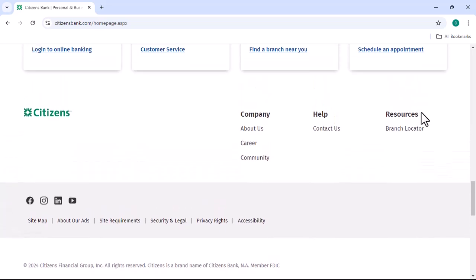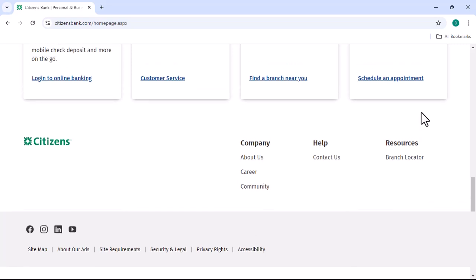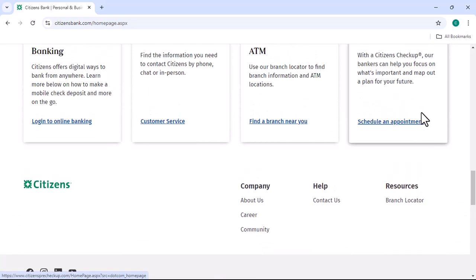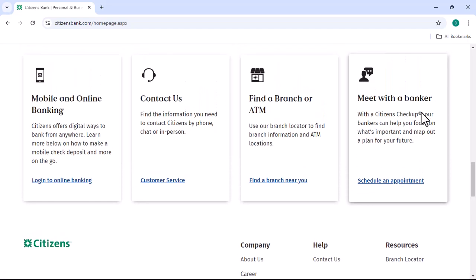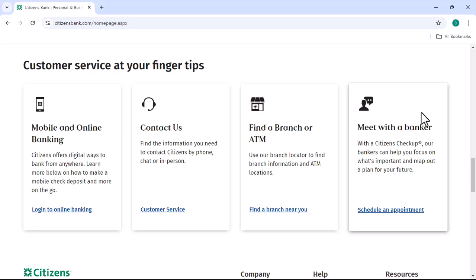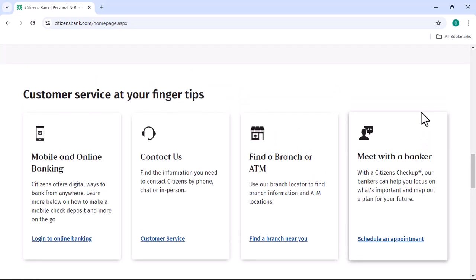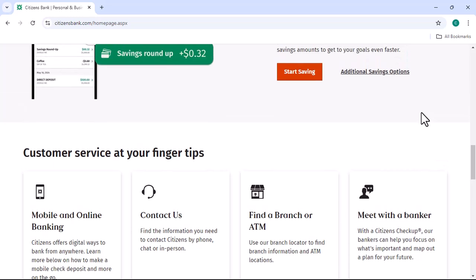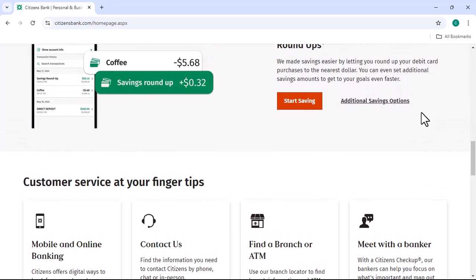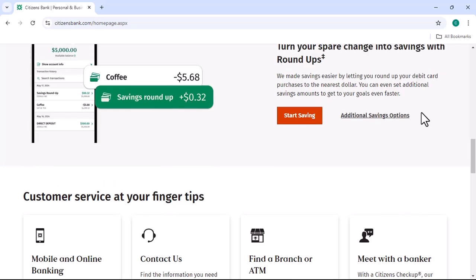Return check fees. Return check fees are charged when a check that you have written is returned to your bank because it is not good. These fees can be very expensive, so it's important to make sure that you have enough money in your account before you write a check. Late payment fees. Late payment fees are charged when you make a late payment on a loan or credit card. These fees can vary depending on the lender.